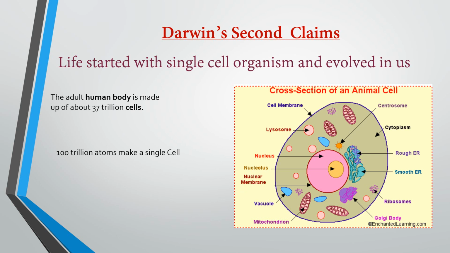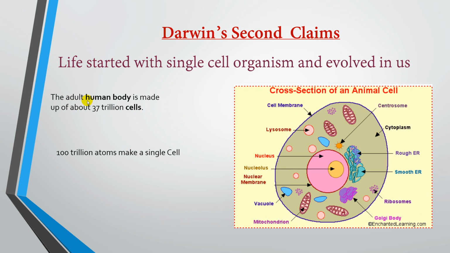In this series we will discuss Darwin's second claim, how life started with a single cell organism and evolved into us. To understand that, we have to understand what a single cell is, and this is the cross section of a single cell, a photo. I will explain how it works later.